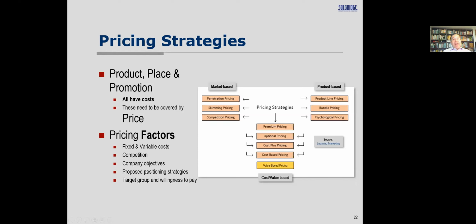So what are some of the factors in making a pricing strategy? Your fixed and variable costs. What are the competitive prices? What are the company objectives? What are some of the vision and values? What are your positioning strategies? If you're going to have cost leadership or you're going to have product differentiation, that will influence your pricing. And what are your target groups and what are they willing to pay? Are you focusing on wealthy consumers? Are you talking about mass market consumers? These are various pricing strategies.